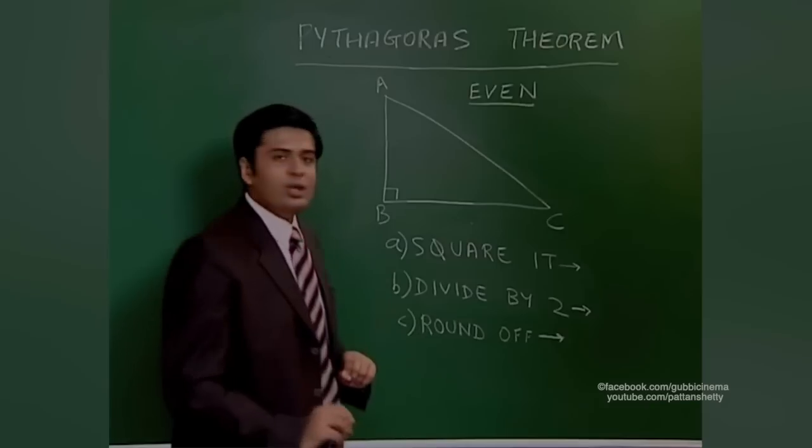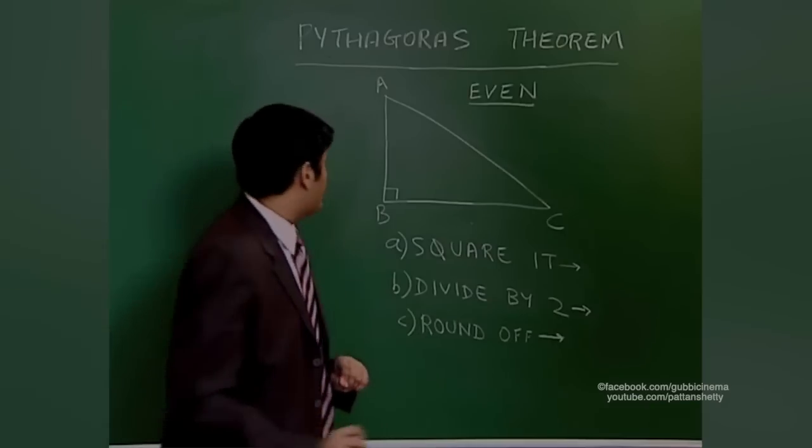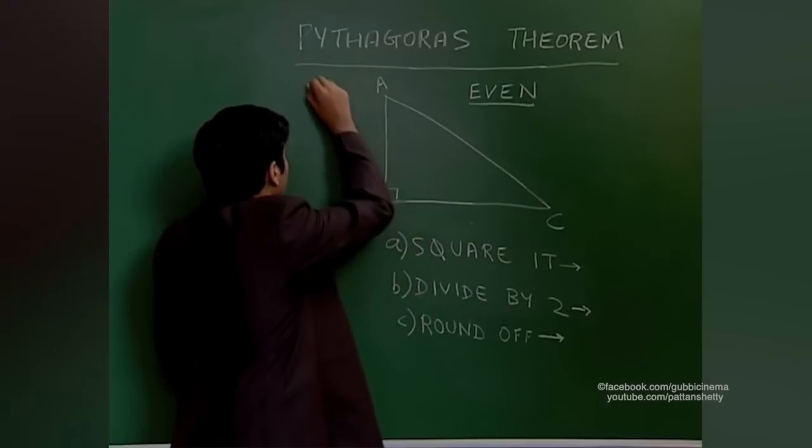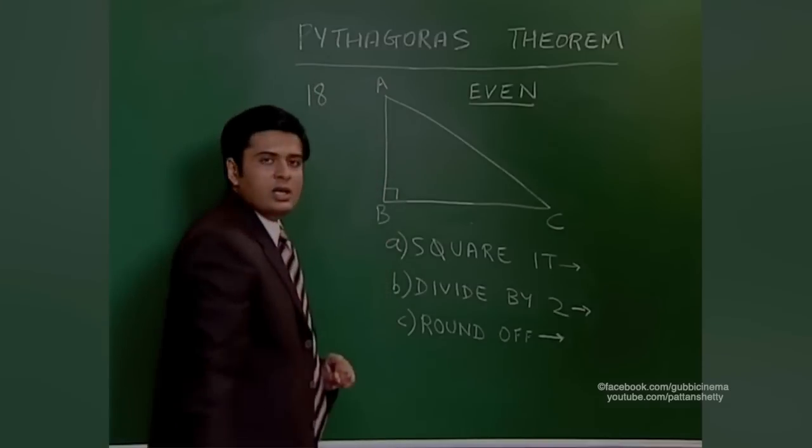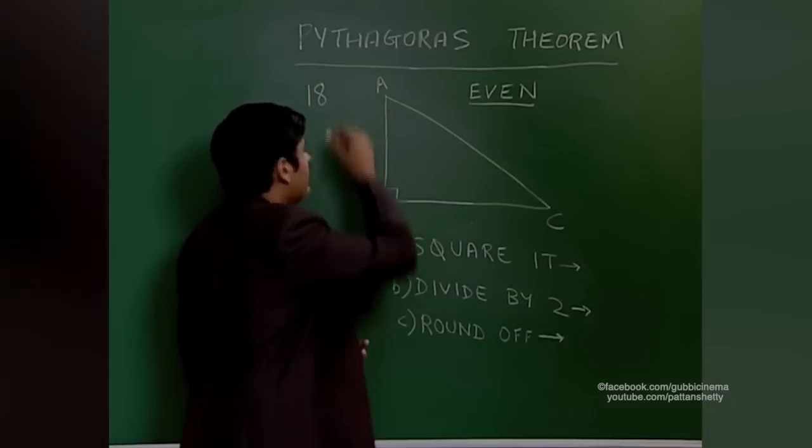Suppose I am told that one side is 18 units. Suppose I am told that side AB is 18 units.